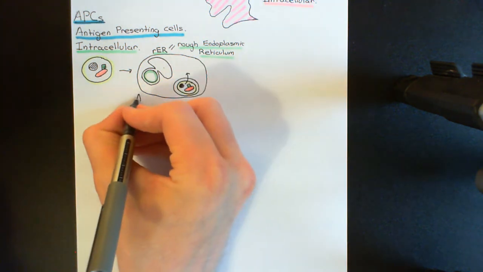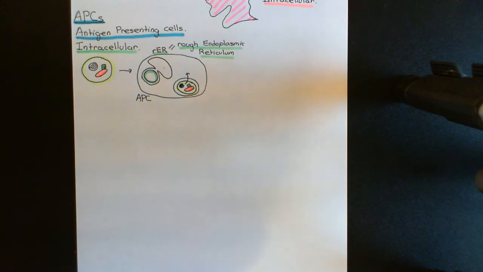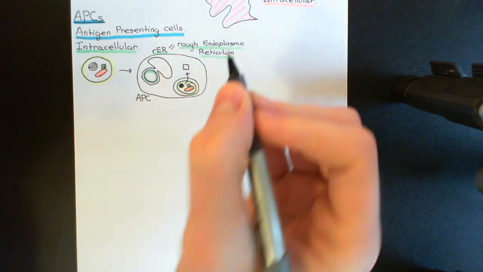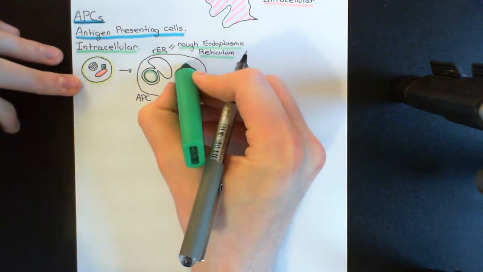So I'll just label this up as our antigen-presenting cell, and obviously this is a macrophage that I've drawn, as I've discussed already, rather than a dendritic cell. So what's actually going to happen is our antigen here is going to end up in the cytoplasm of the cell, like so.